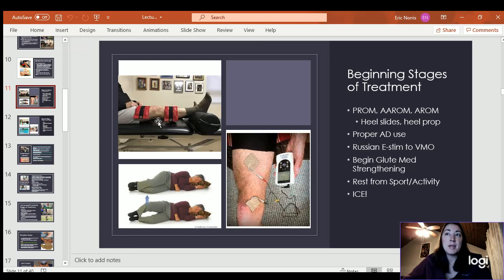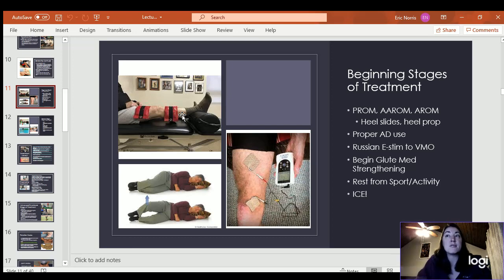Over time, as they need overpressure, you can put a weight on top of the leg to help push into extension. But remember, with our joint mobilizations, when we are going towards extension, we want a posterior pressure on the distal femur, and then you can do an anterior glide on the proximal tibia if both of those go towards extension.